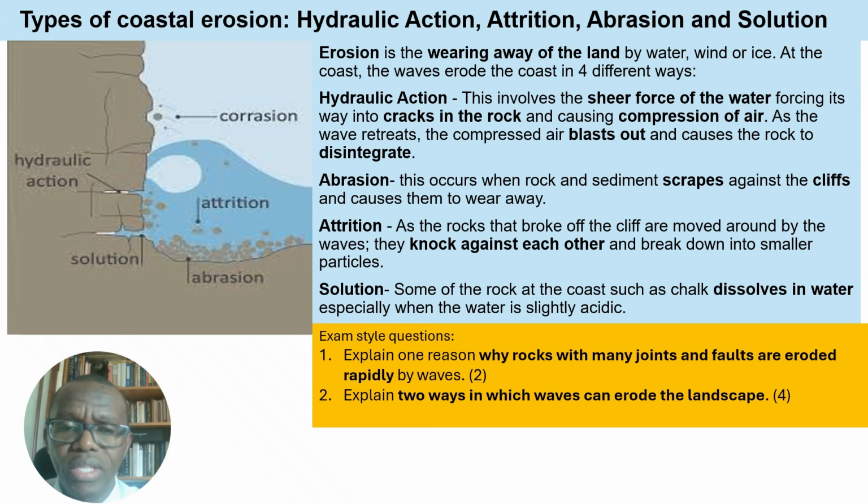Then the second question asks to explain two ways in which waves can erode the landscape. For this particular question, all you need to do is pick one of these types of erosion and then explain it. Okay.